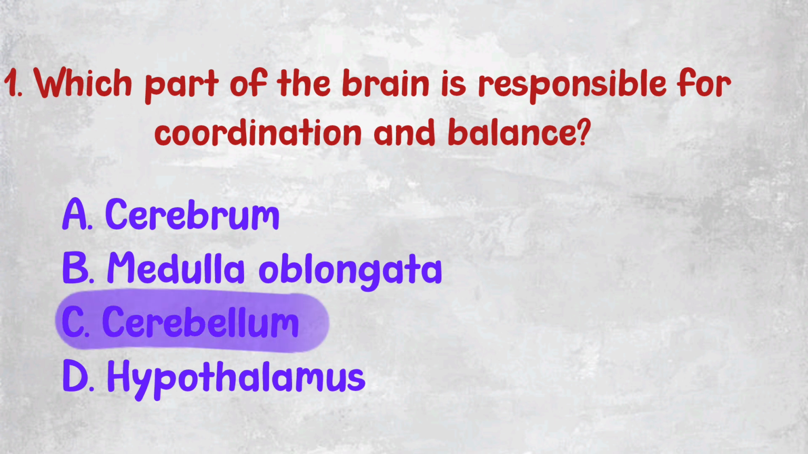Our answer here is C, the cerebellum. The cerebellum coordinates the voluntary movement and helps to maintain balance and posture.